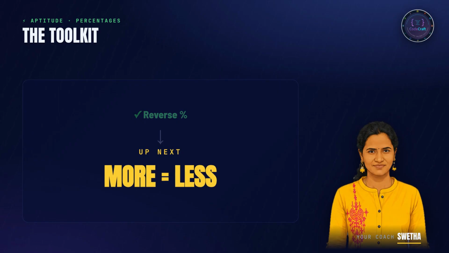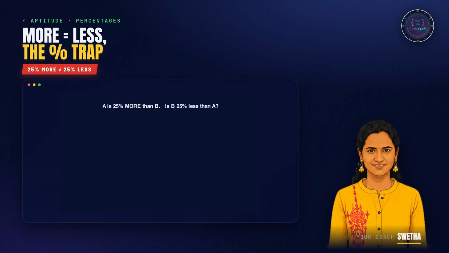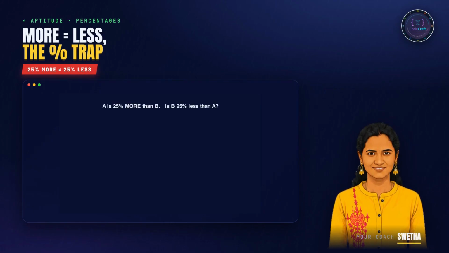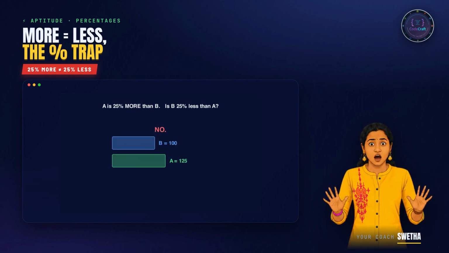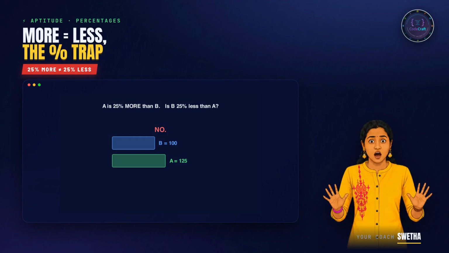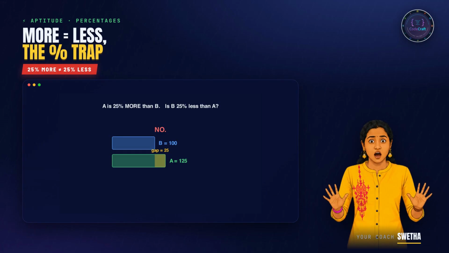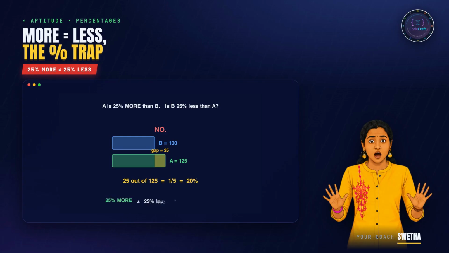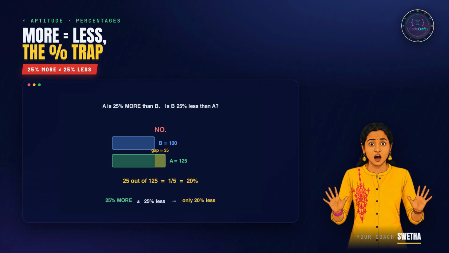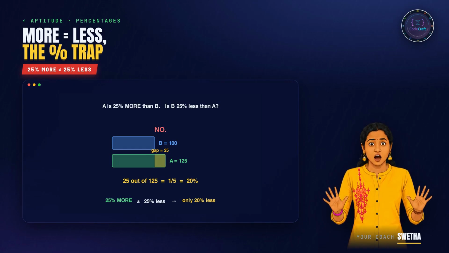Last one, a sneaky trap, hiding in the words more and less. One that trips everyone. If A is 25% more than B, is B 25% less than A? No. Say B is 100, so A is 125. Now go back. B compared to A. The gap is 25, but out of 125, not 100. 25 out of 125 is 1/5, 20%. So A is 25% more, but B is only 20% less. More and less measure from different bases.